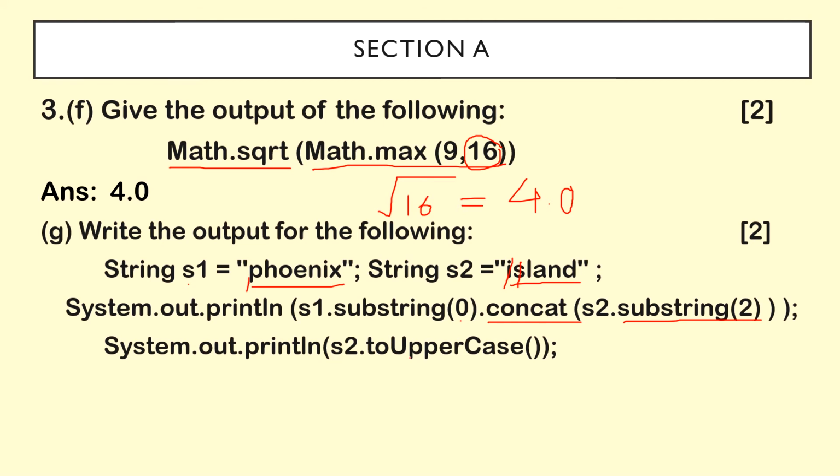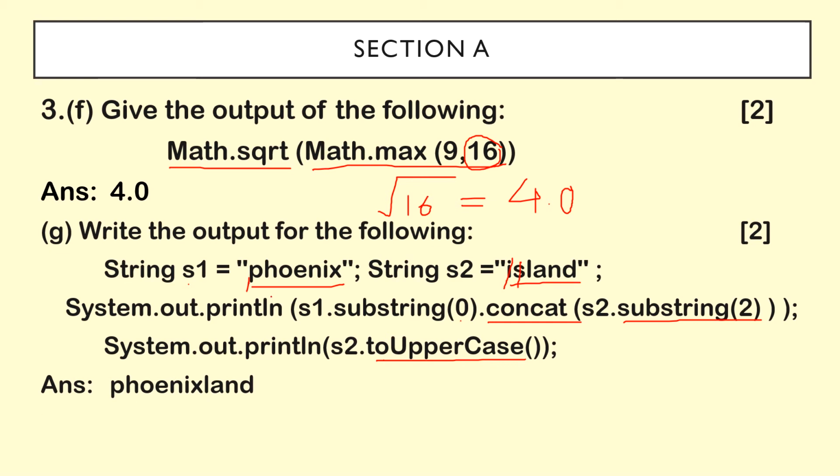System.out.println S2 to uppercase means completely capital letters. So string 2 entirely will be converted into capital letters. So let's see the output. Phonics land. I told you this one.